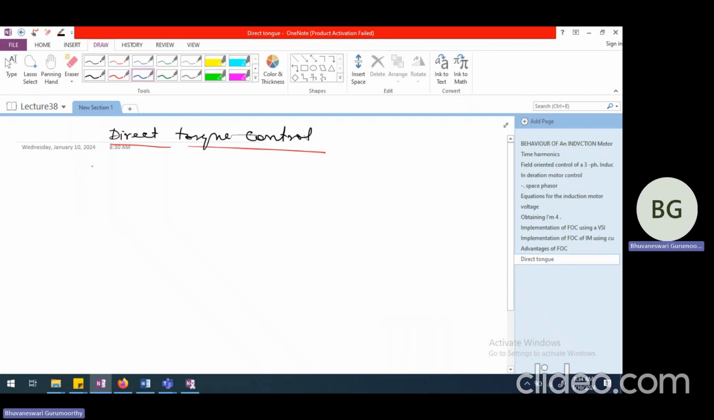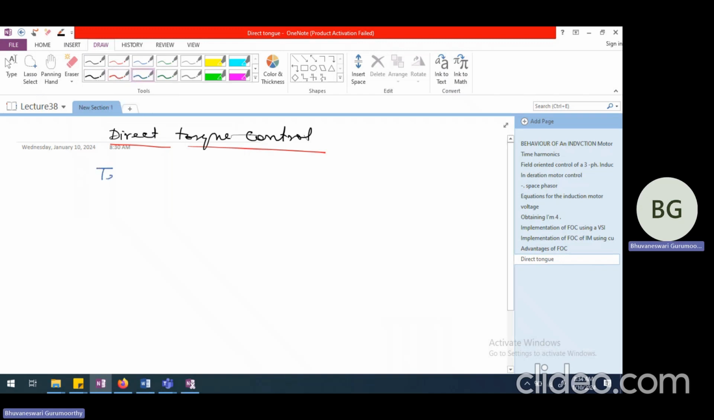Direct torque control actually allows you to control an AC motor drive without really knowing the actual flux vector position, the stator flux vector or air gap flux vector position in the case of an AC machine. So in direct torque control, basically we start with the expression of the torque.